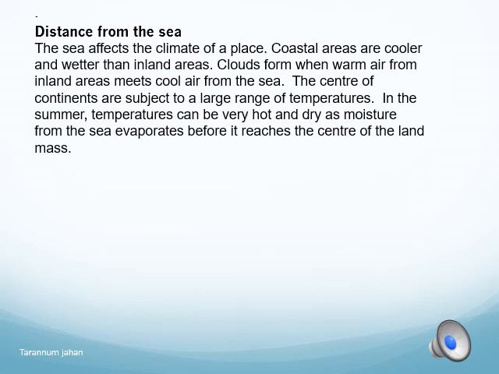Now the next is distance from the sea. So now if we move towards the coastal areas, we have a moderate climate as compared to the interior land. For example, Mumbai experiences a moderate climate, whereas Delhi experiences an extreme climate. They have extreme hotness, they have extreme coldness. Even the winter is very extreme. Whereas if we go to Mumbai, we'll have a moderate one.